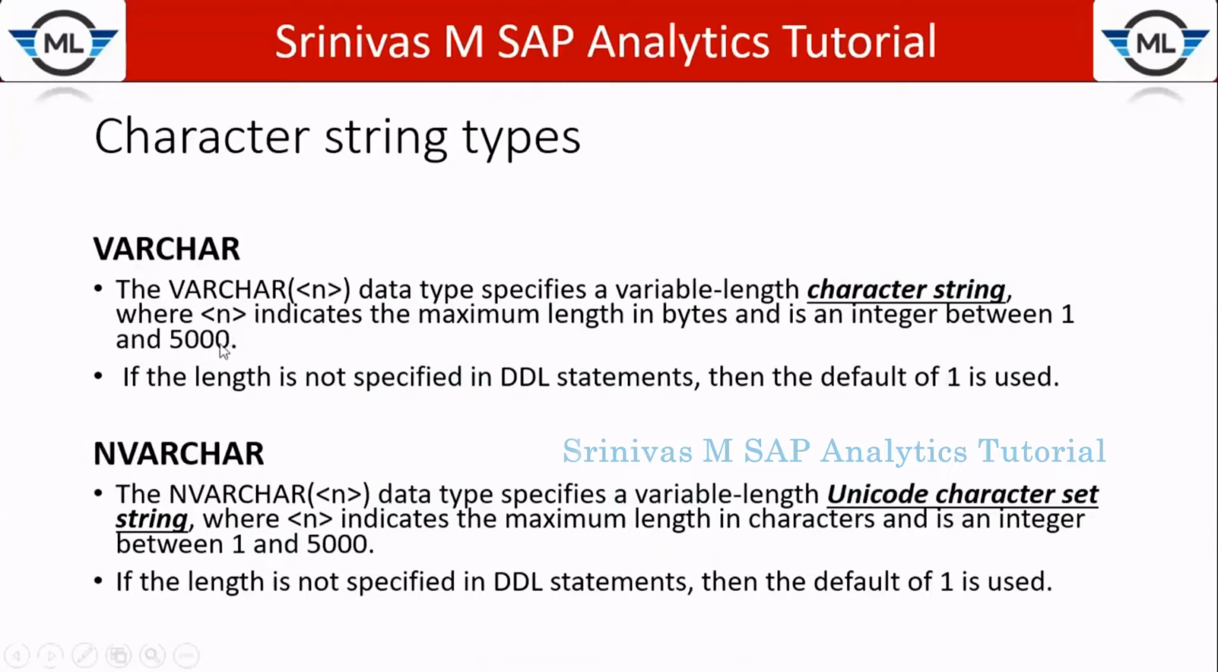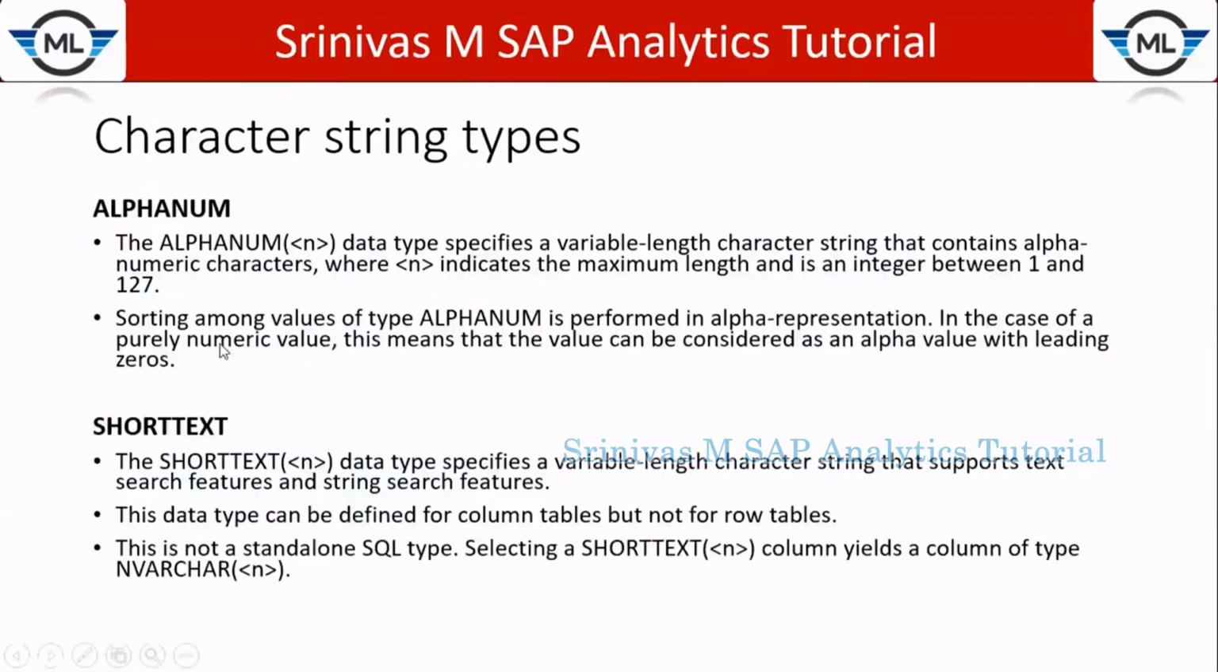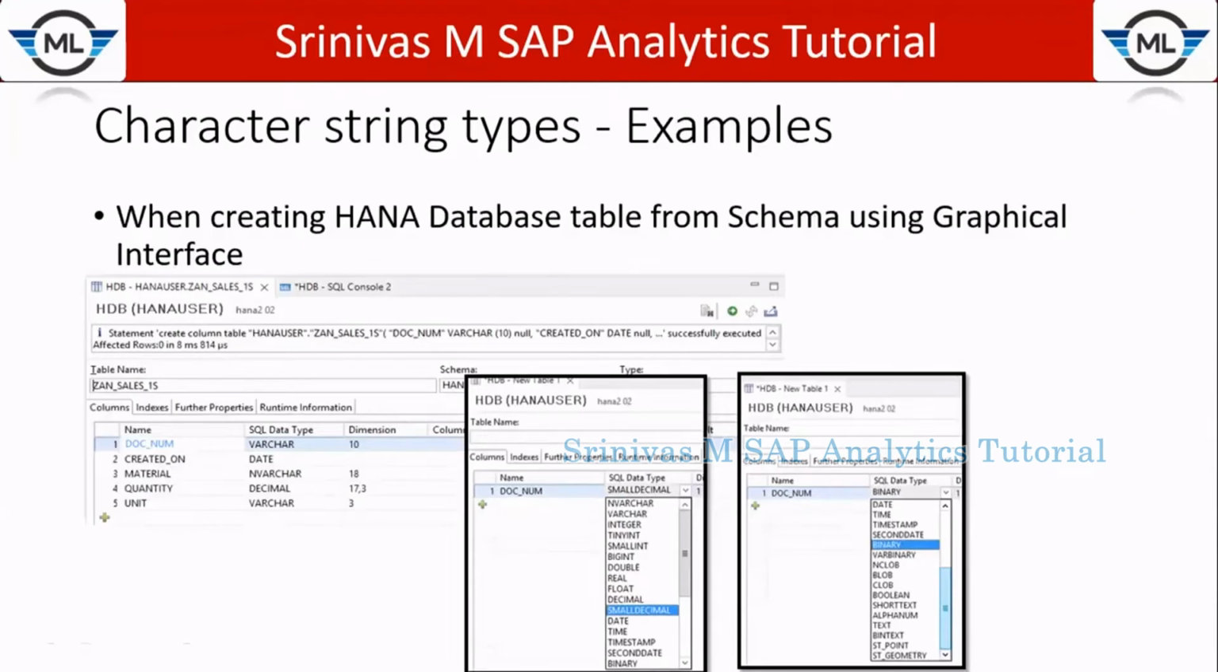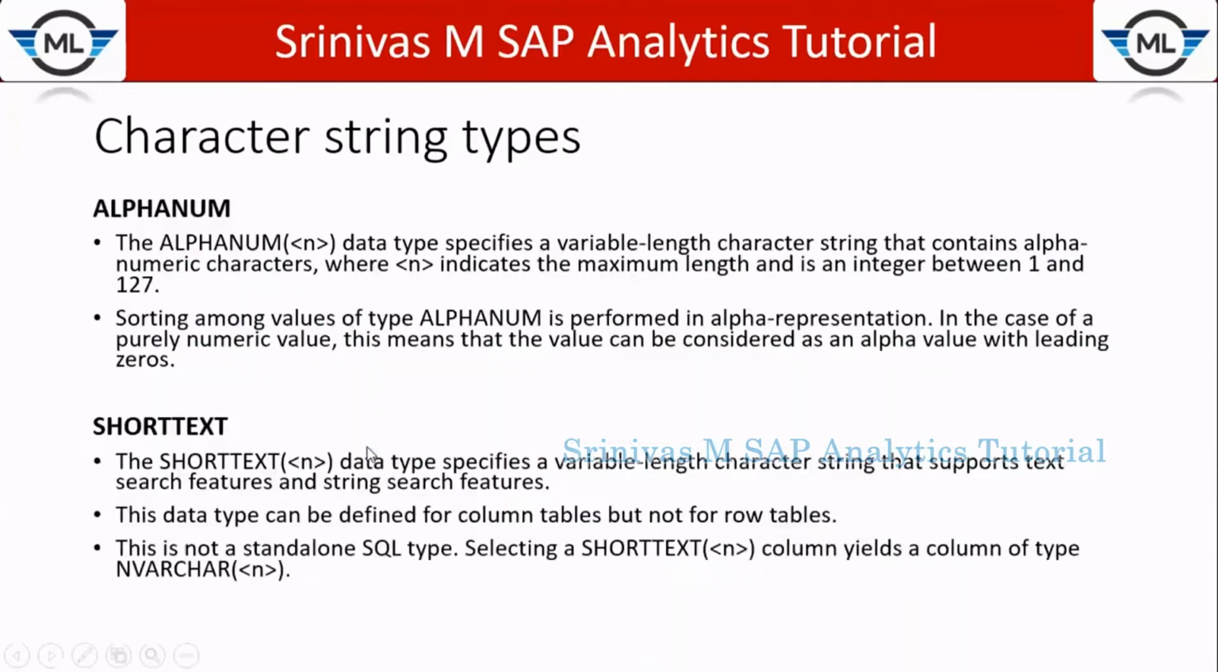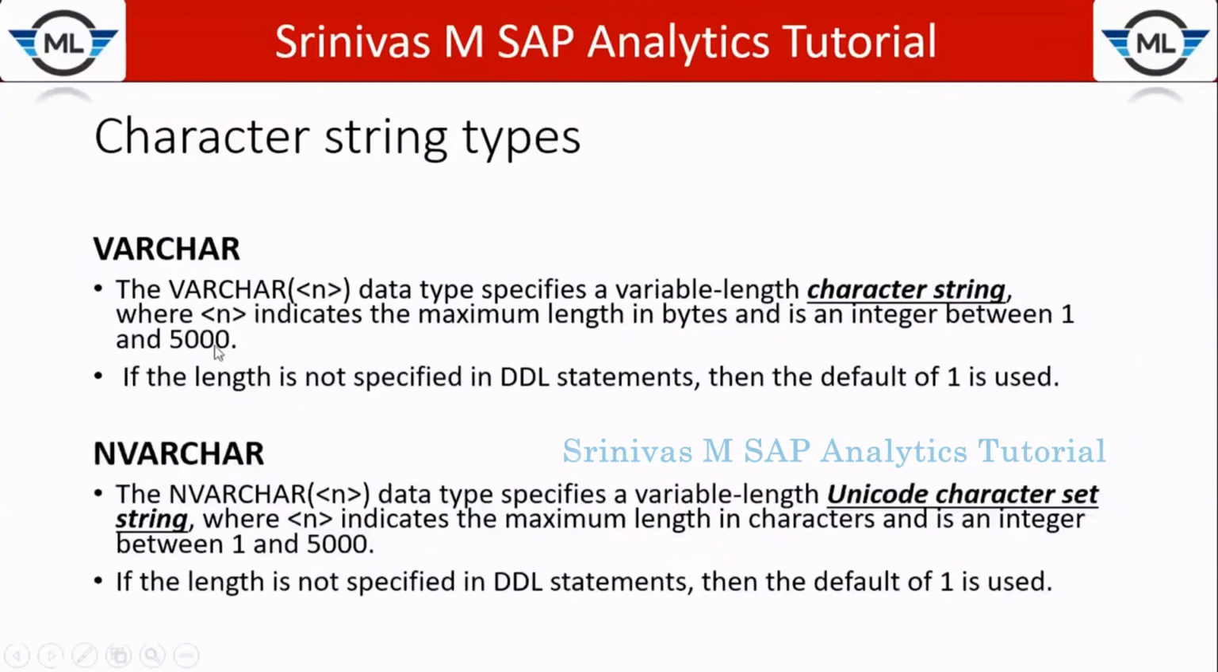And what was the syntax of defining it? The syntax for defining varchar is, in the table you need to give varchar, and then in the dimension column you need to specify the length of it, how many characters it can support. You can give a max of 5000, between 1 and 5000.